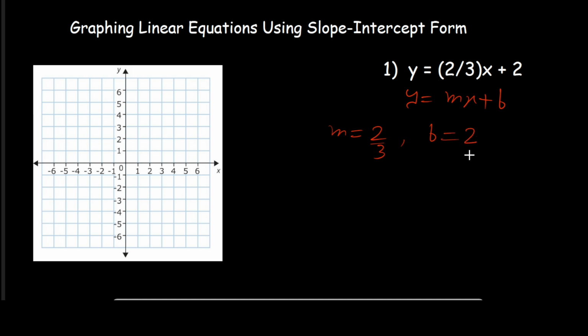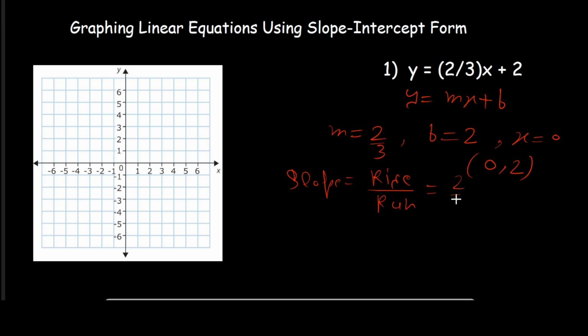The y-intercept is the point where the line crosses the y-axis. At this point, the value of x is 0. So we have y-intercept which is (0, 2), and we have slope which is m equal 2 over 3. Remember that the slope equals rise over run. Here we have slope 2 over 3, which means we have to rise 2 units and run 3 units.